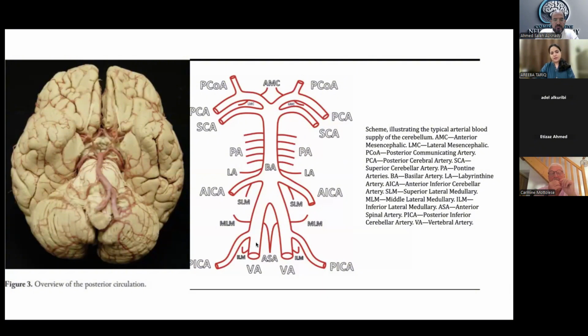PICA, the posterior inferior cerebellar artery, is a part of the vertebral artery, as we are going to see further. This is just an overview. Now we are going to go through each artery one by one and in detail.